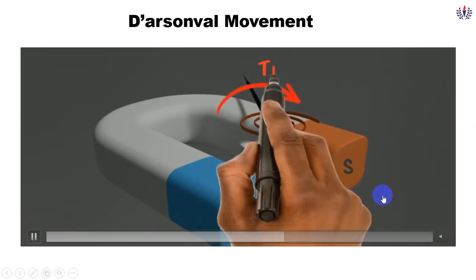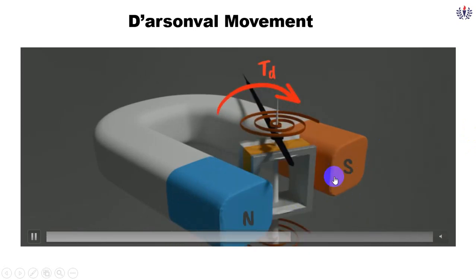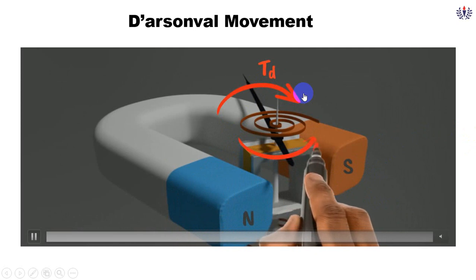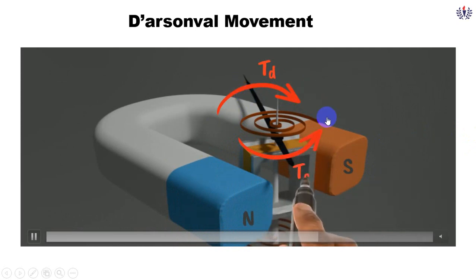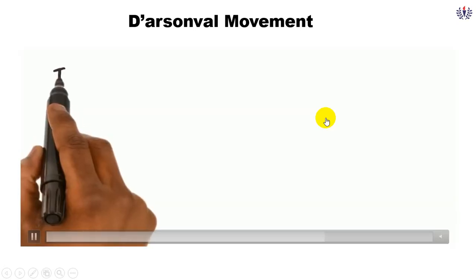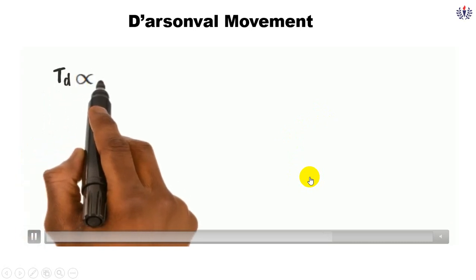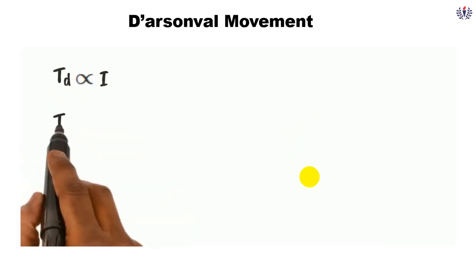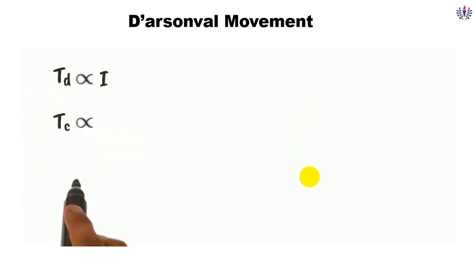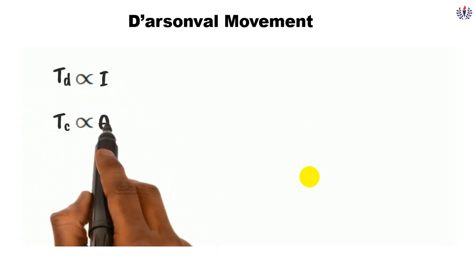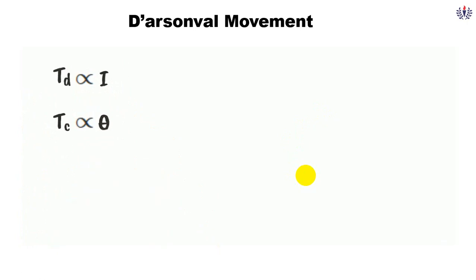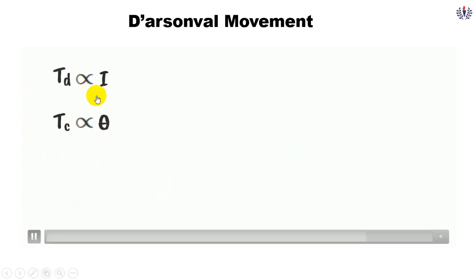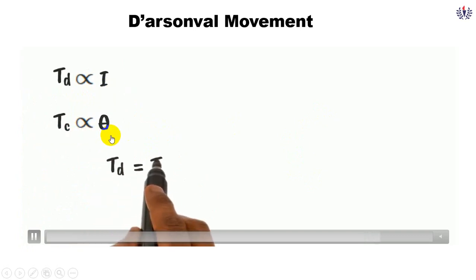When the supply is given to this coil, due to the interaction of the magnetic force and the conductor current, it will produce a deflecting torque which tends to move the pointer from left to right. There is one more torque, known as the controlling torque, which opposes the deflecting force of the pointer. Here you can see the deflecting torque is proportional to I, that is the current. The controlling torque is proportional to theta.